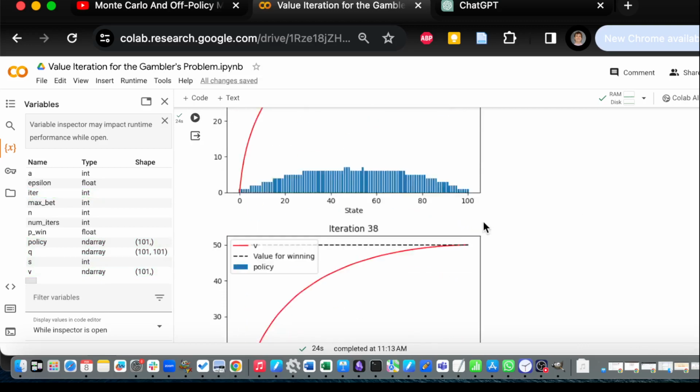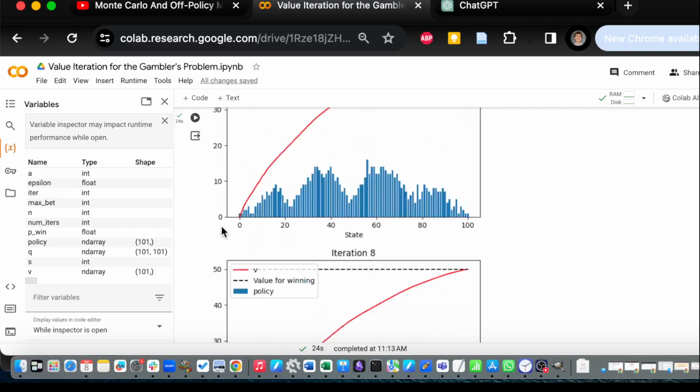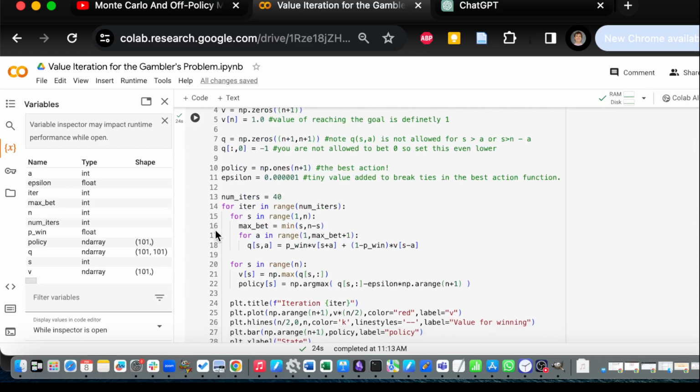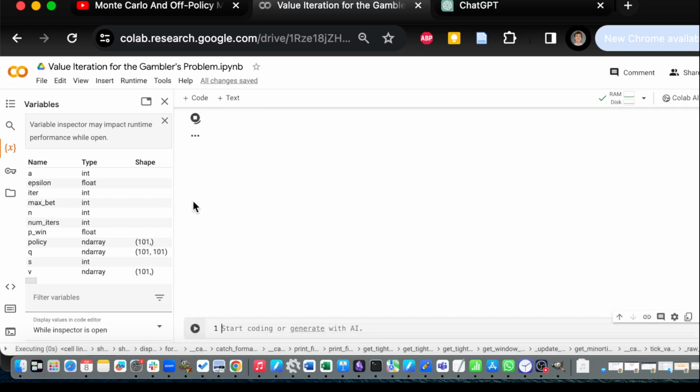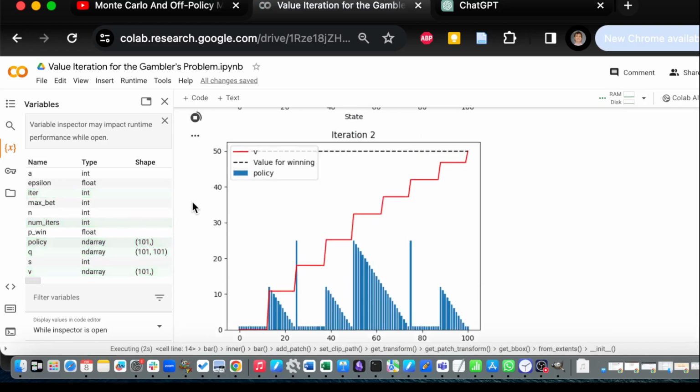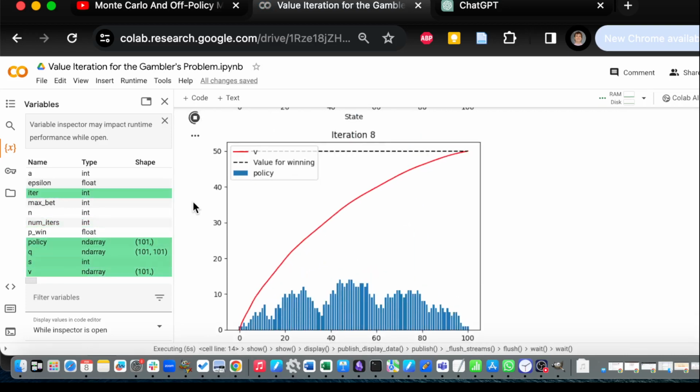Again, 40 is not enough. I guess I need like 100. Okay, let's do 400. How about that, Mr. Computer? Well, we'll get this nice animation playing in the background.